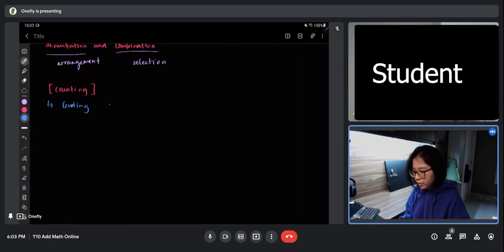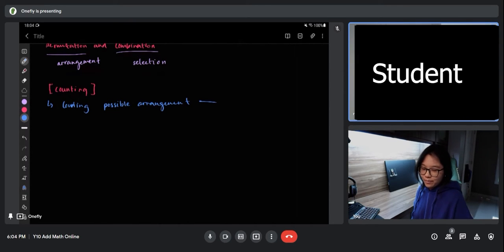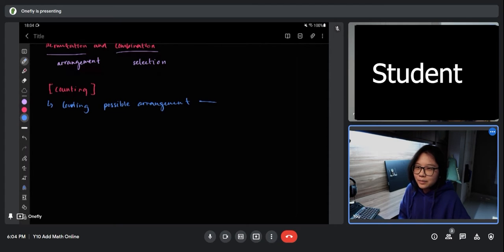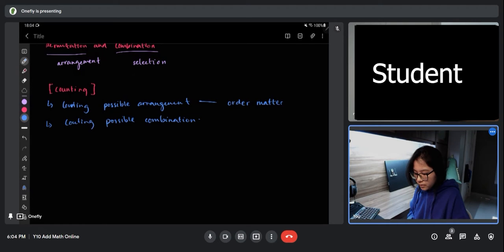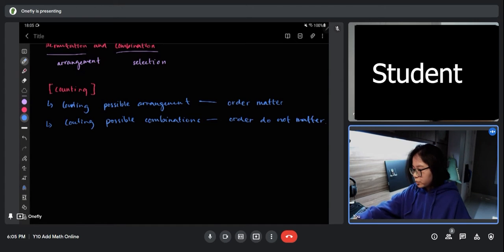Counting possible arrangements means what? The how many ways to put things together. Yeah, and so what matters? What is the most important thing? Order matters. Okay, so the very important thing about permutation is that the order matters, and then obviously for counting combinations, order doesn't matter. Okay, that's pretty much it.